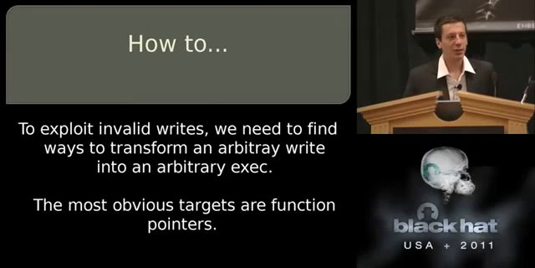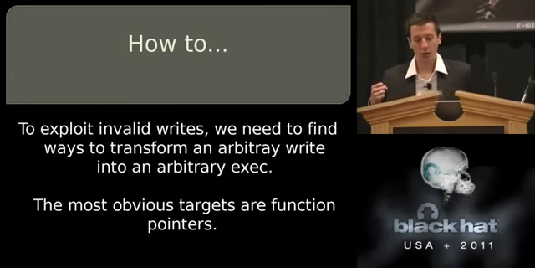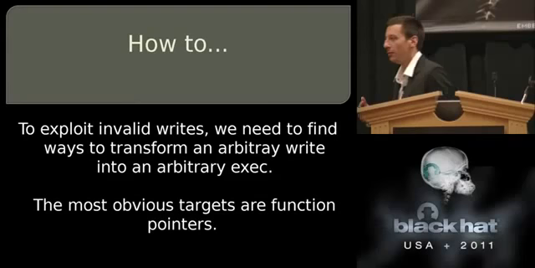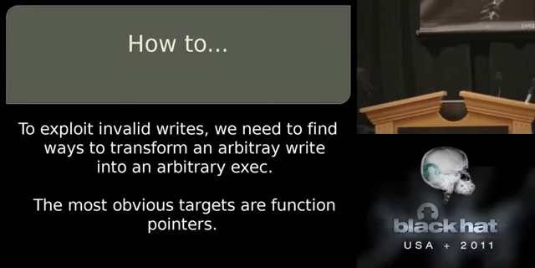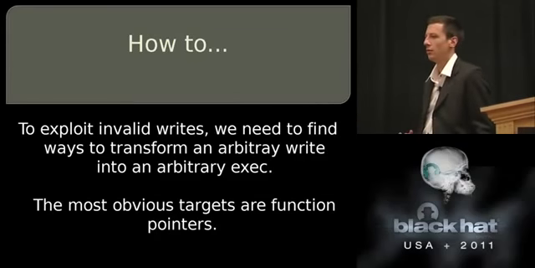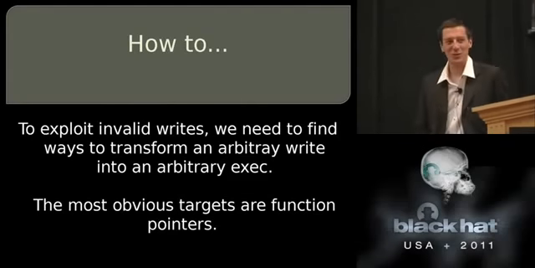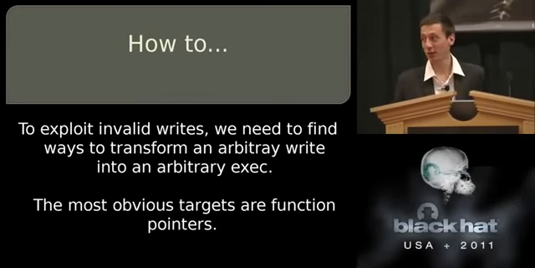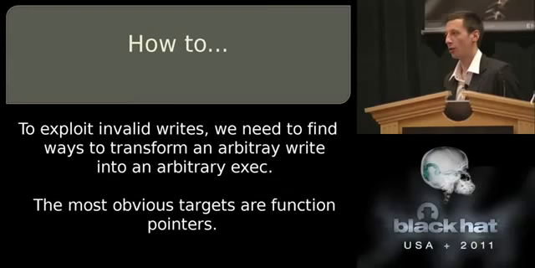How do you exploit invalid writes? So that's really the meat. The usual way to exploit an invalid memory write, think for instance of a format string bug, would be either to attack a function pointer like we said, or attack the global offset table.